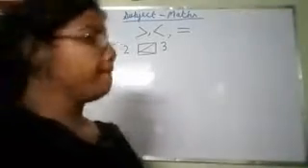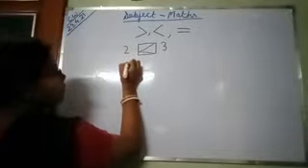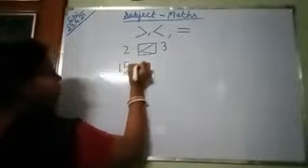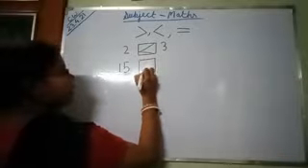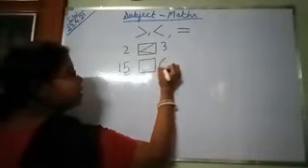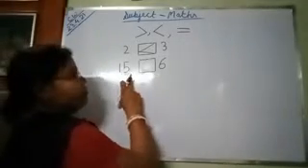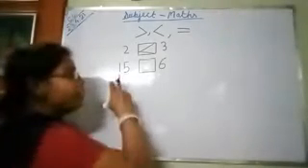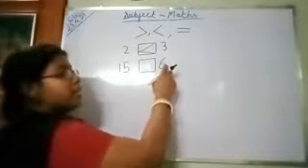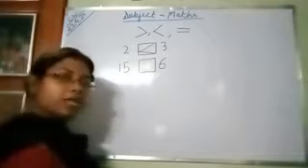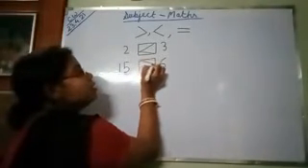So let's suppose the number is 15 and here the number is 6. We will open our mouth on 15 or 6. We compare the numbers. 15 is the bigger number and 6 is the smaller number. So we will open our mouth on this side.